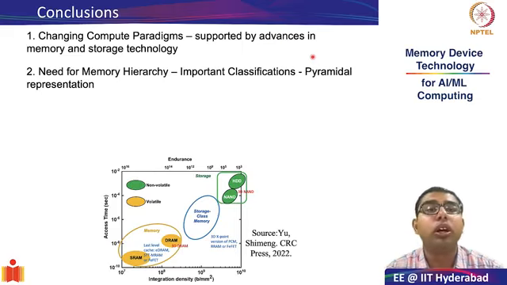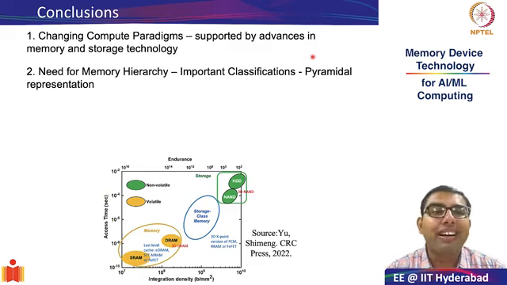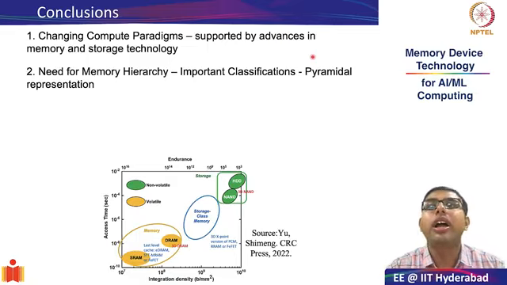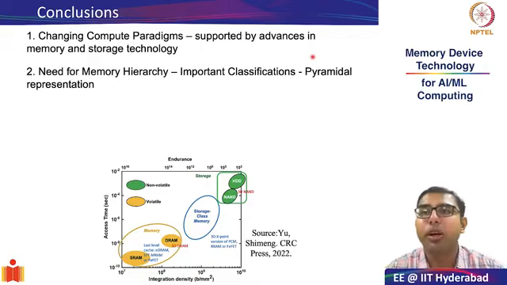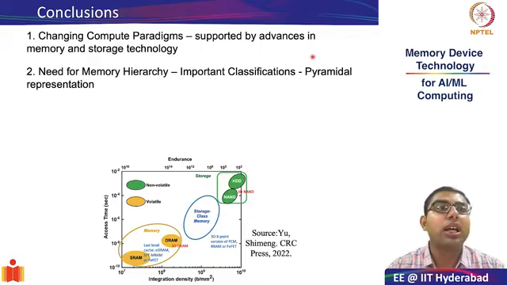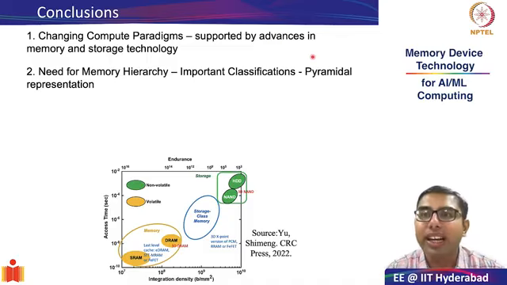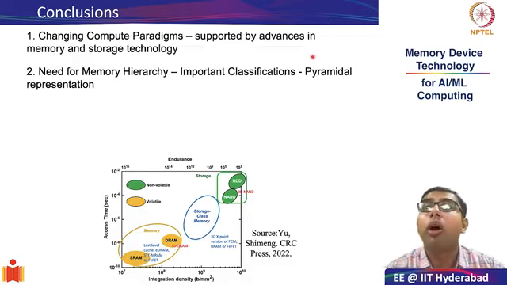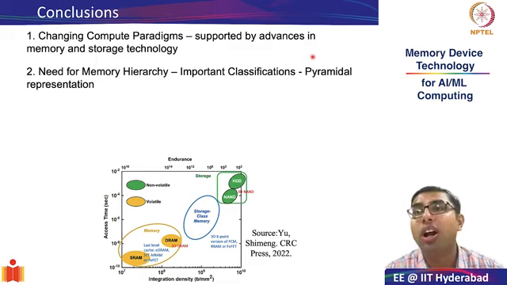It was these advances in memory and storage technology. The second important thing we saw was that there is a very important need to classify memory and create a hierarchical setup. We saw that modern day computing, although based on the von Neumann architecture, has seen a lot of advances in its implementation, but the von Neumann architecture essentially is not able to support high intensity data driven computing.